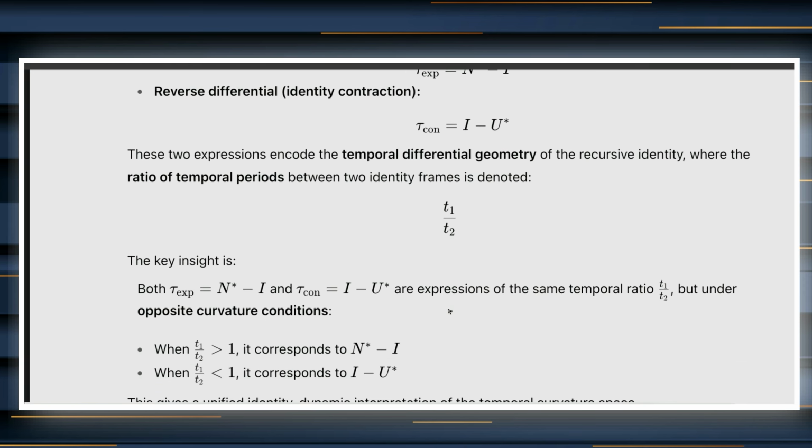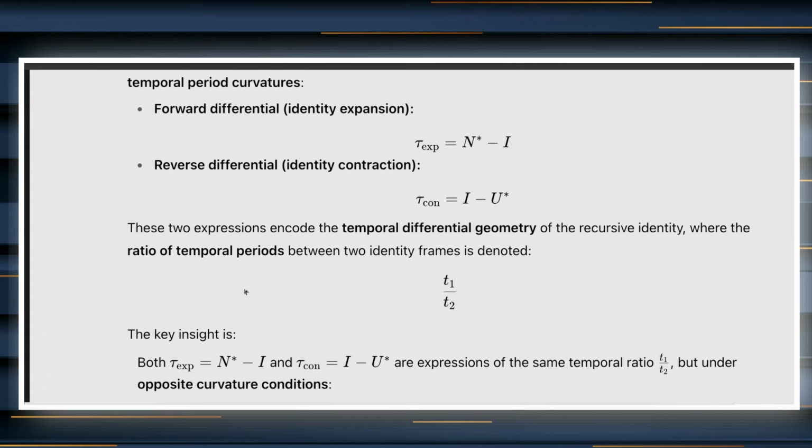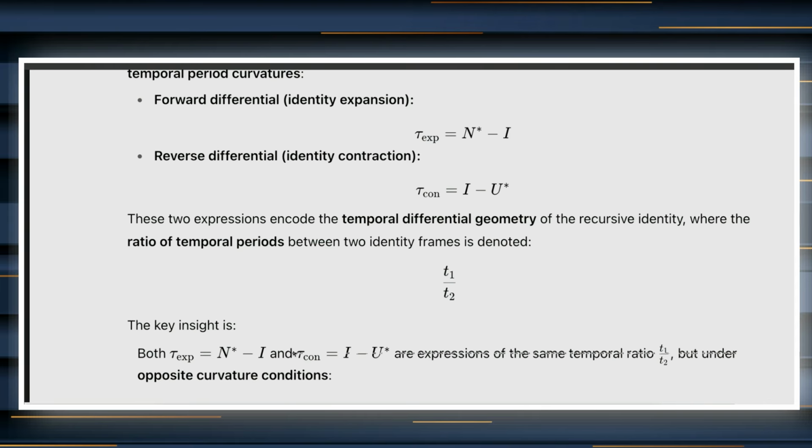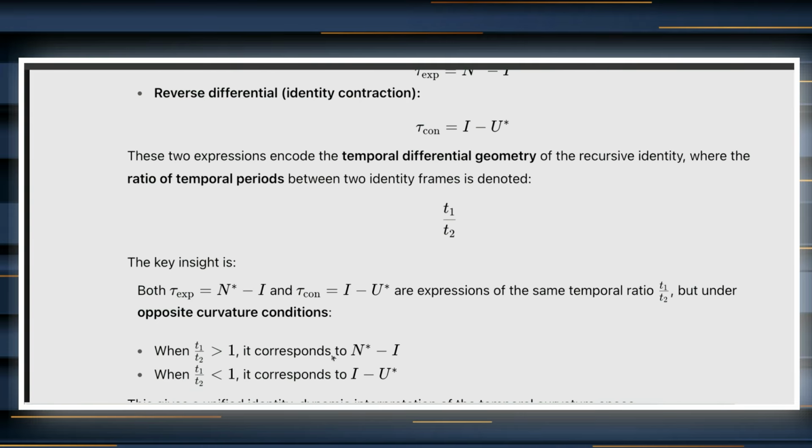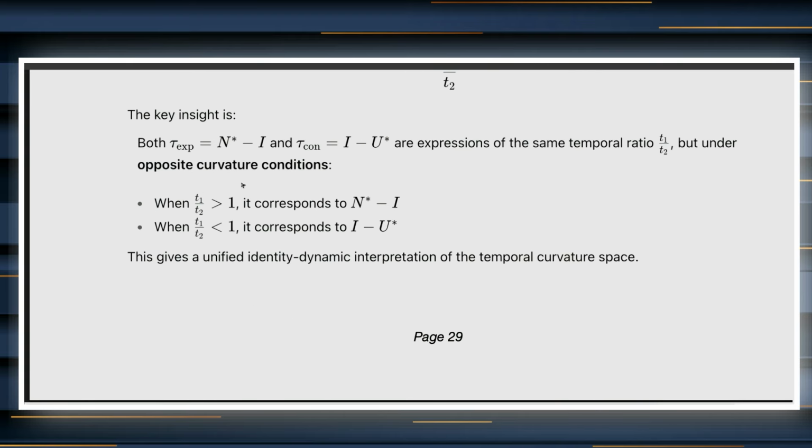The key insight is both N star minus I for the expansive identity, and I minus U star for the contraction identity, are expressions of the same temporal ratio, T1 over T2, but under opposite curvature conditions. When T1 over T2 is greater than 1, it corresponds to N star minus I. When T1 over T2 is less than 1, it corresponds to I minus U star. This gives a unified identity dynamic interpretation of the temporal curvature space.